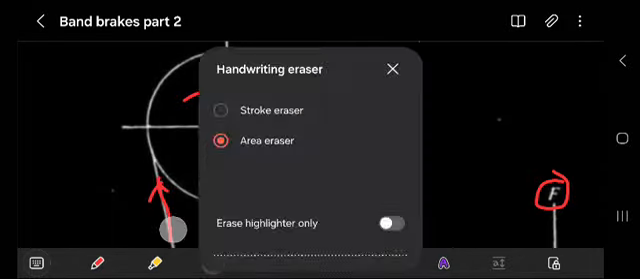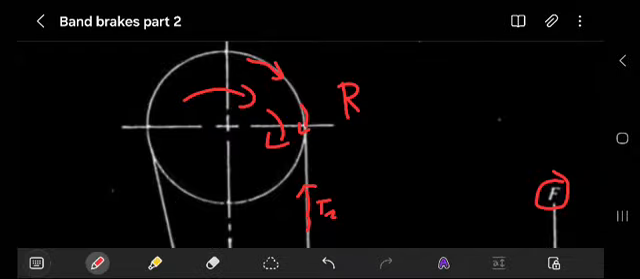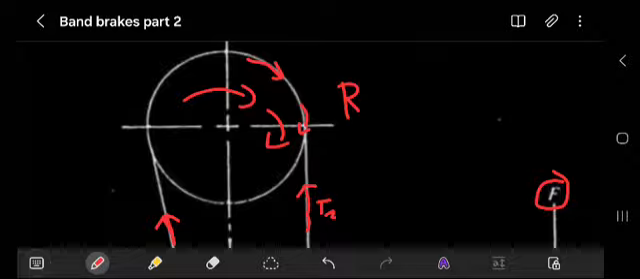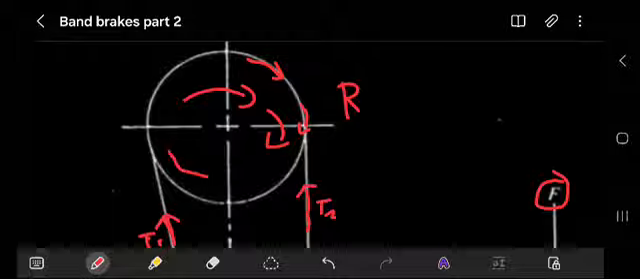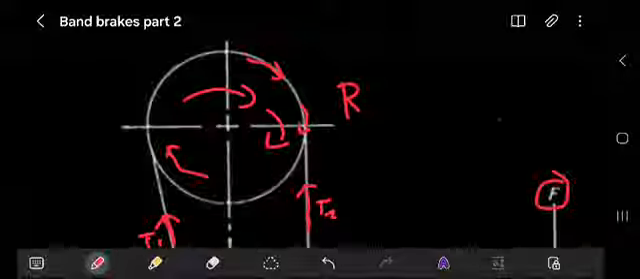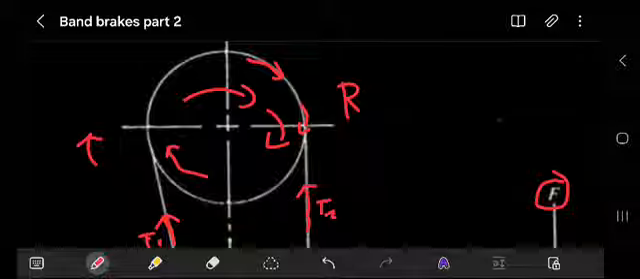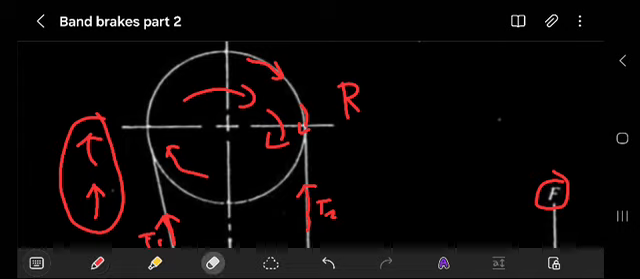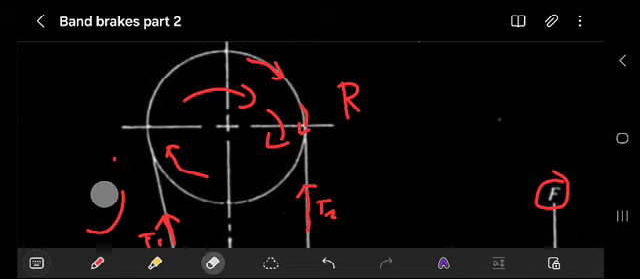By the way, this is T1. T1 will be acting in the direction of the rotation. Remember, this drum is rotating like this, pointing there. So T1 must point towards the same direction, acting in the same direction. That is T1. You must take note about that.